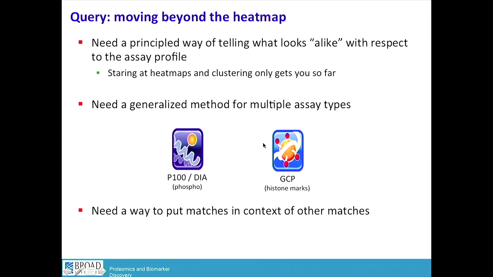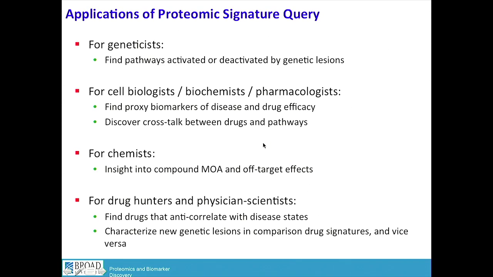And we want this method to be generalizable for looking at multiple different assay panels and even extend perhaps beyond proteomic data into transcriptional data. And we also want a way to prioritize our follow-up strategies. What are the first hypotheses on which we should follow up? And so you could think about how you might use such a query tool from a variety of different standpoints in biology.